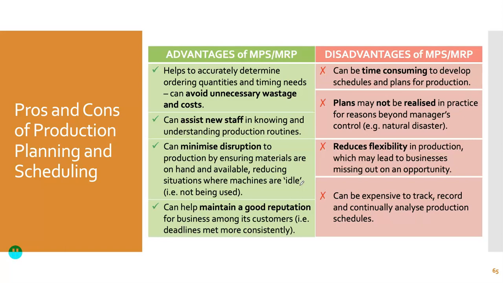And the advantages of doing production planning and scheduling, doing a master production schedule, master requirement planning is significant. It means that we should hopefully be able to accurately determine what quantities we need and the times we need them. This can avoid unnecessary wastage, which will hopefully increase our efficiency and reduce costs. If we have a plan, it can assist our new employees in knowing the production routines, and it can minimize disruption to production.